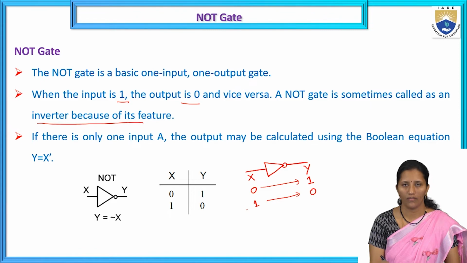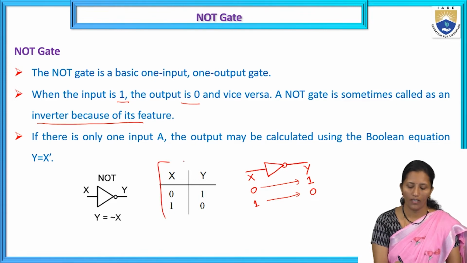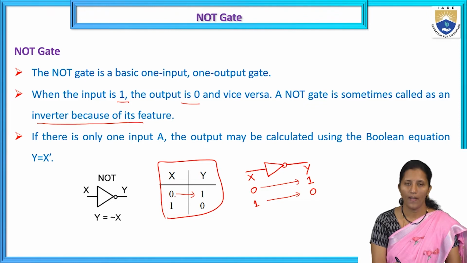So if we give 0, it will give 1. If we give 1, it will give output 0. Okay, this is the truth table for the NOT gate. X is input, Y is output. If we give 0 as input, we are going to get 1 as output. If we give 1 as input to the NOT gate, we are going to get 0 as the output.